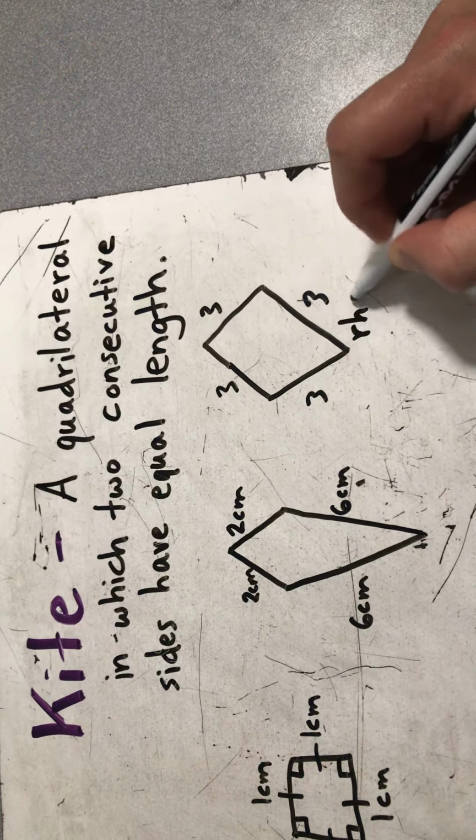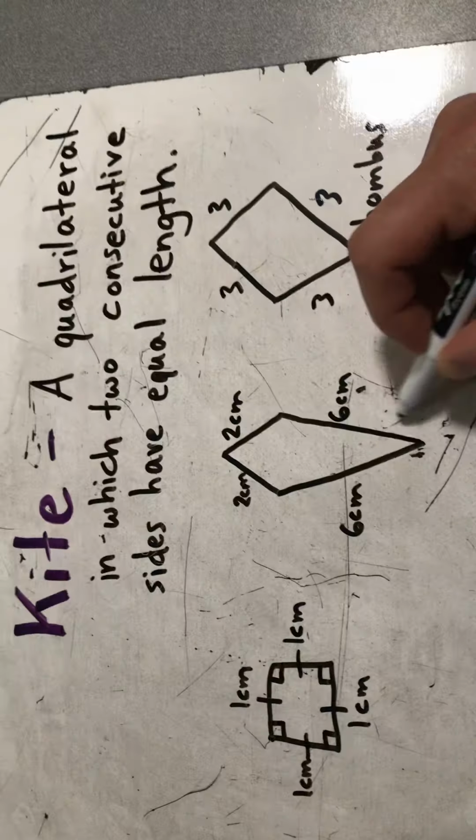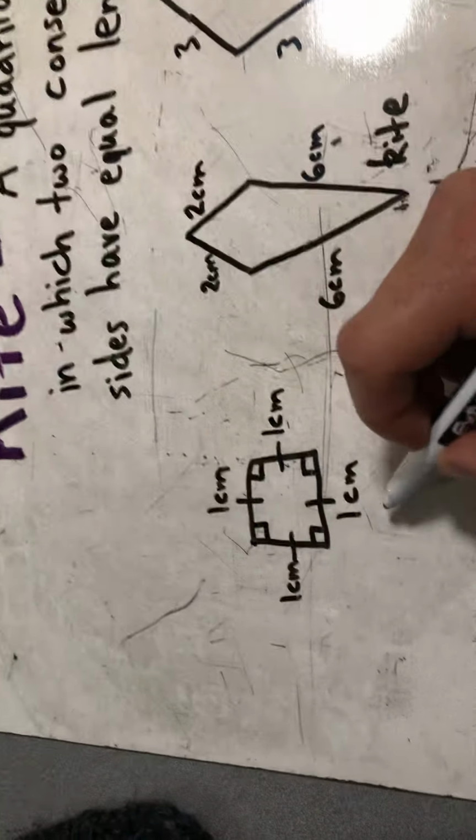Let me quickly write down, that's a rhombus. And then here's a kite. And then here's a square.